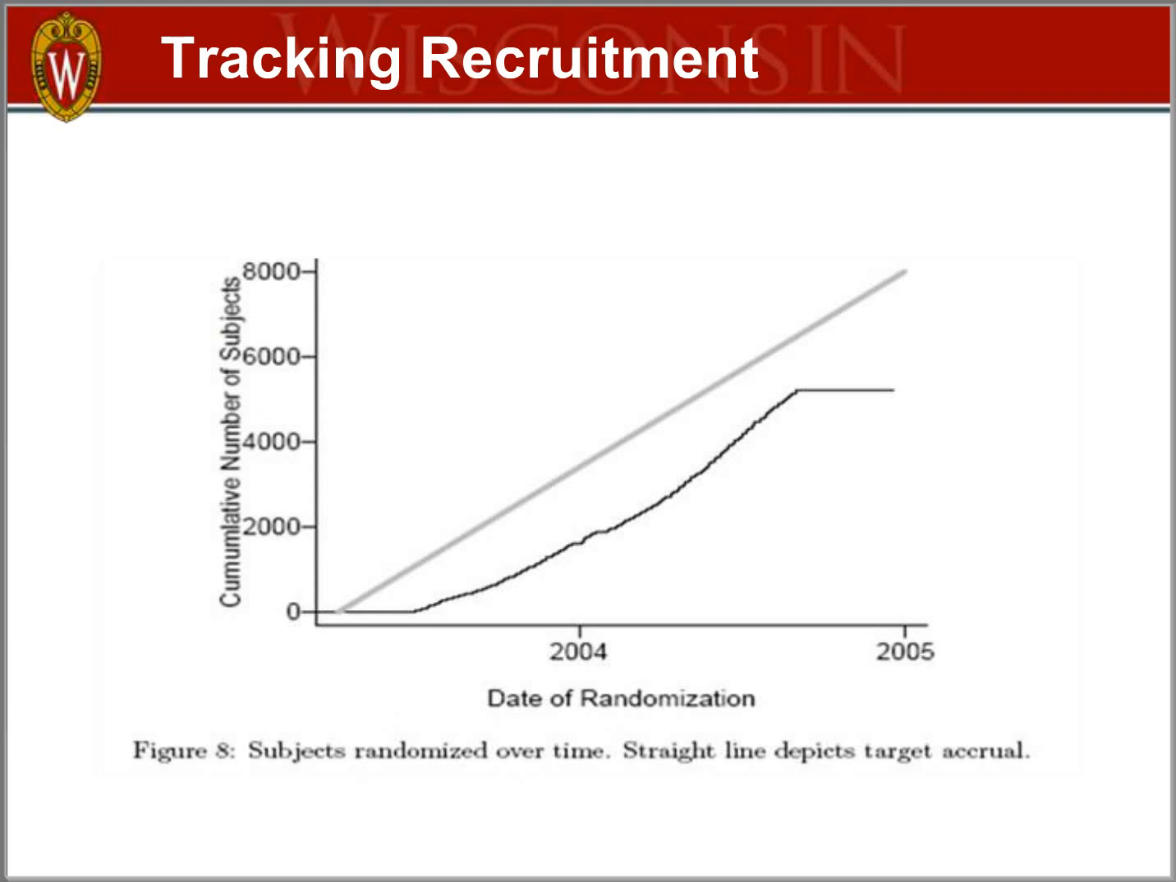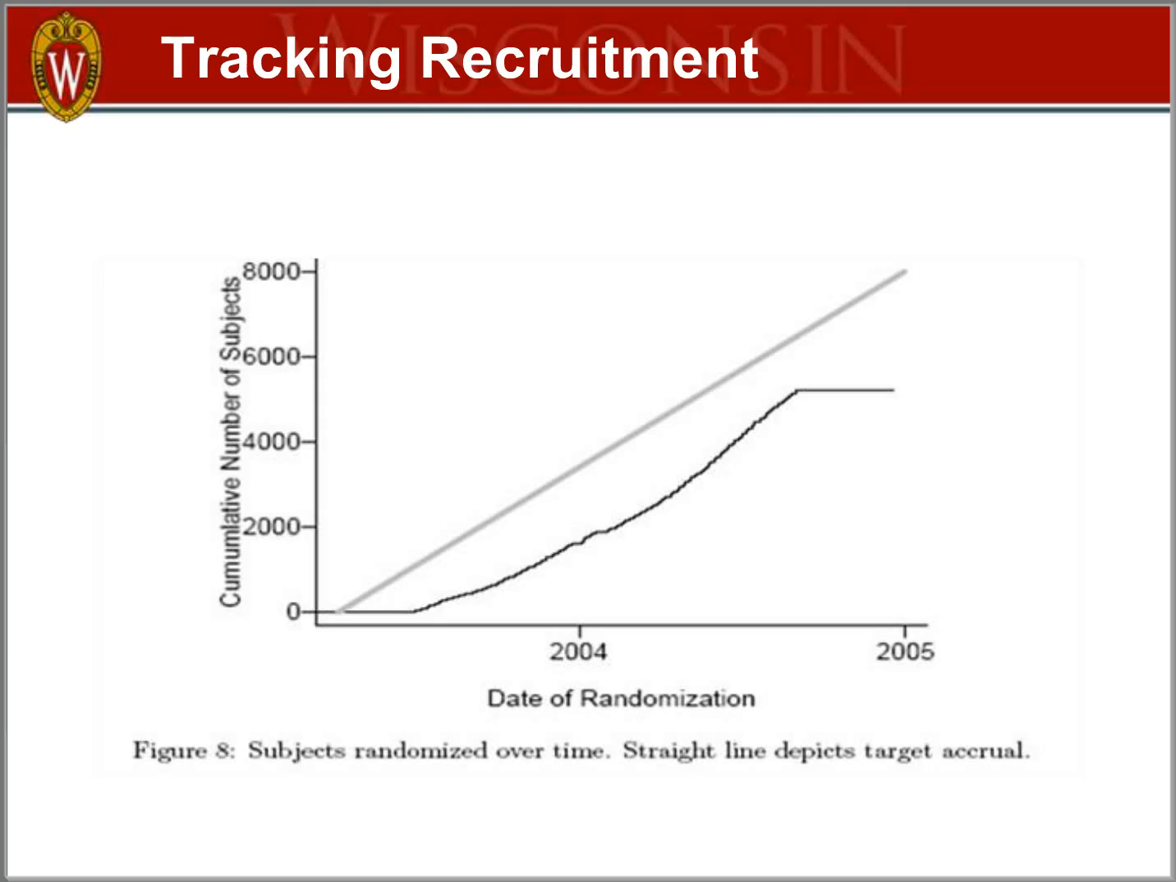Finally, you need to be aware in your trial as to how you're doing. You need to track recruitment. If you don't get the number of patients you're after, you will not be successful. What's plotted here is a time versus number of patients graph. The straight line says that was your goal. If everything worked ideally, that's how recruitment should have been.